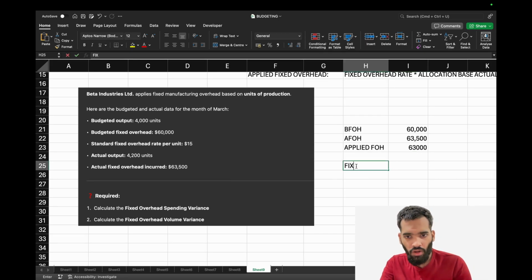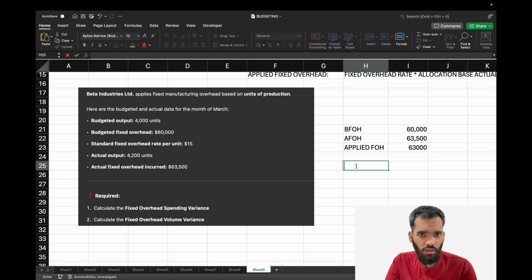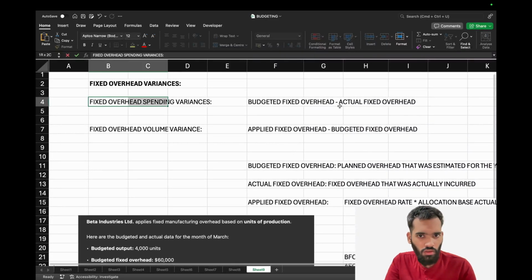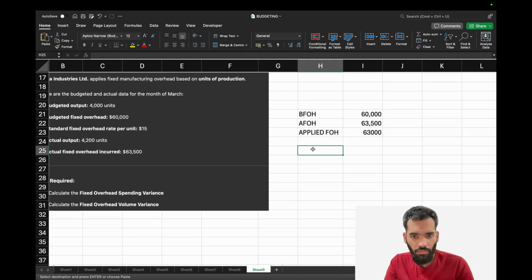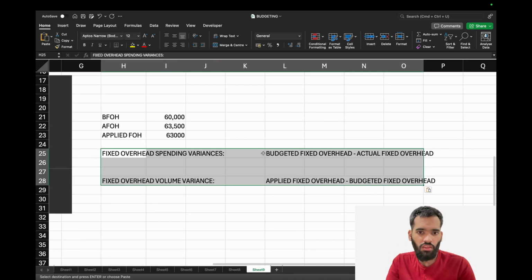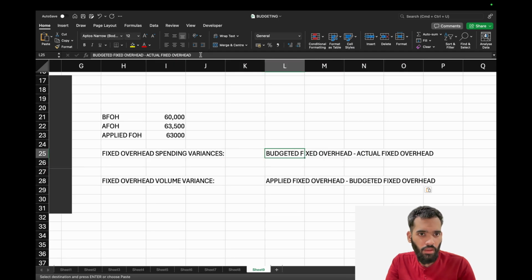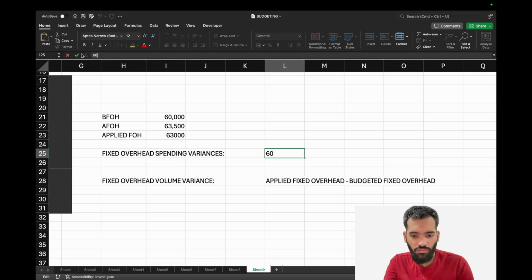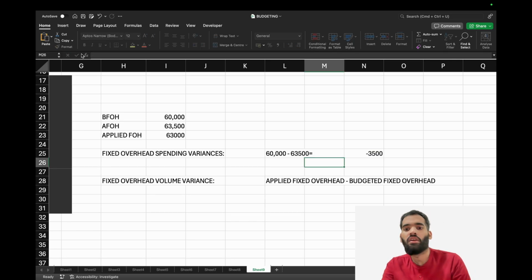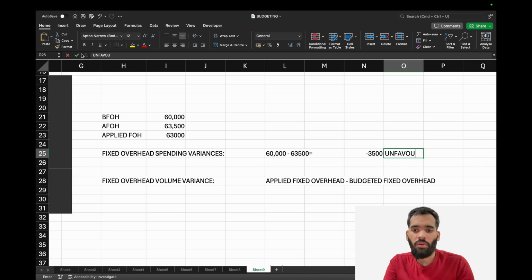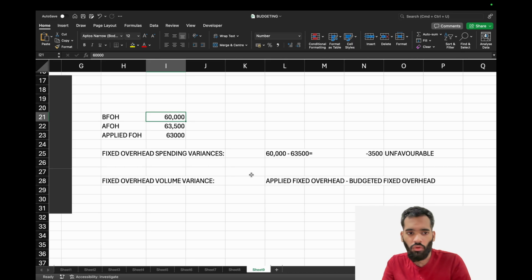So let's do the fixed overhead. Why don't I just copy the questions as in previous videos and we will just solve this right there. Okay. So first let's solve the spending variance. So budgeted fixed overhead minus actual. So budgeted is 60,000 minus actual is 63,500. So that means the variance in the spending is 3,500 unfavorable, which makes sense, of course. I spent more overhead than I was expecting to. So it's a bad thing. It's not a good thing.